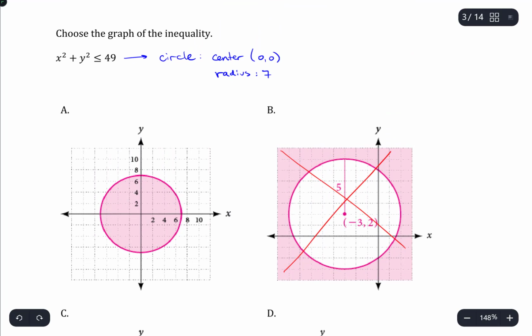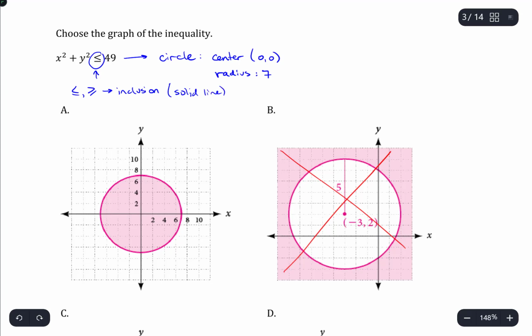Then, next up, if we look at the inequality used here, it's less than or equal to. And when we have less than or equal to or greater than or equal to, this represents the concept of inclusion. So we're including the boundary points. And to include the boundary points, we graph with a solid line, or a solid curve if you want to say.